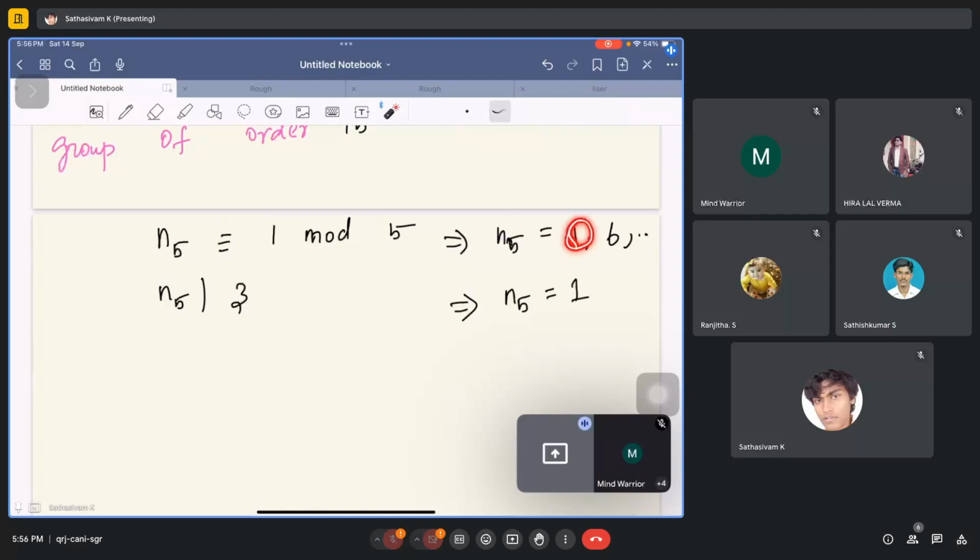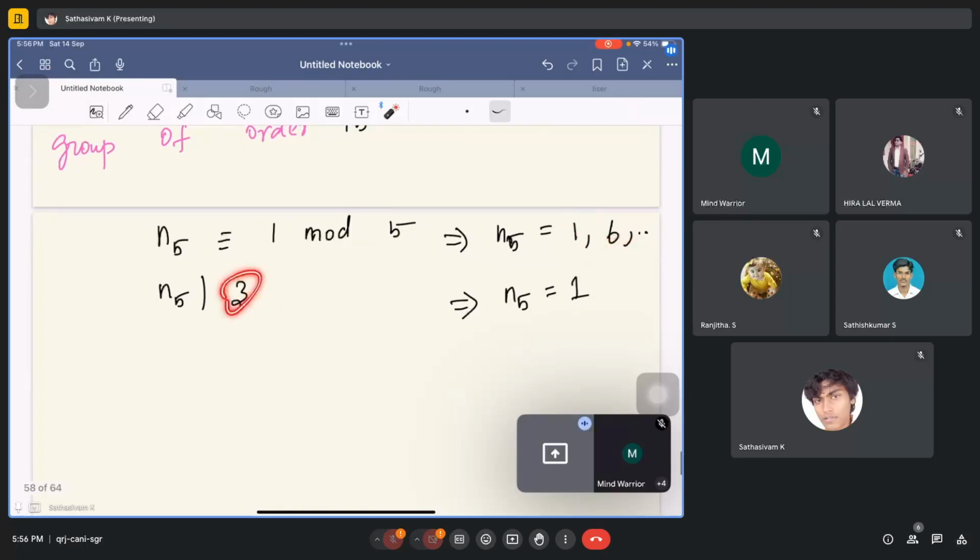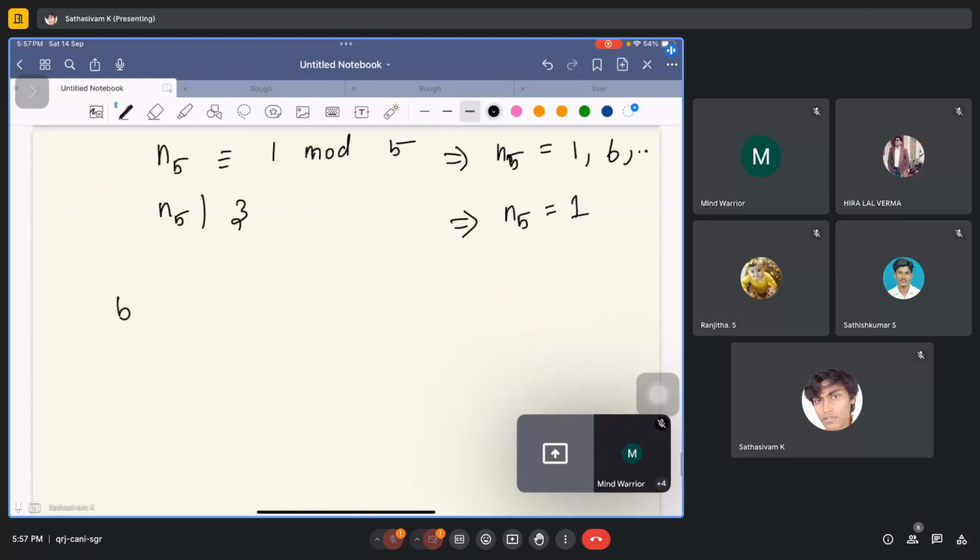Because only 1 divides 3, right? 6 does not divide 3. 3 divides 6, but 6 does not divide 3. So the only possibility here is n5 is 1. So what that means is this Sylow 5 subgroup, let's call it P5, is normal.